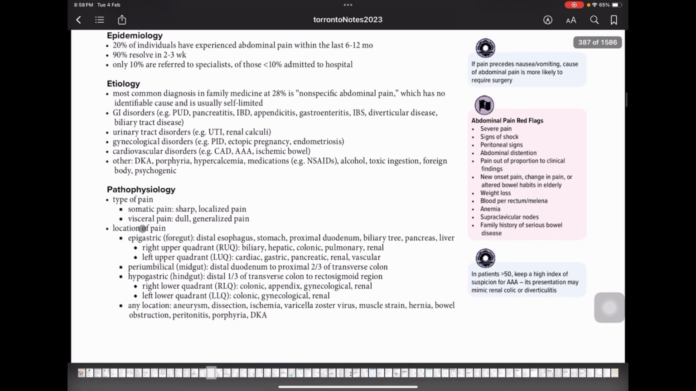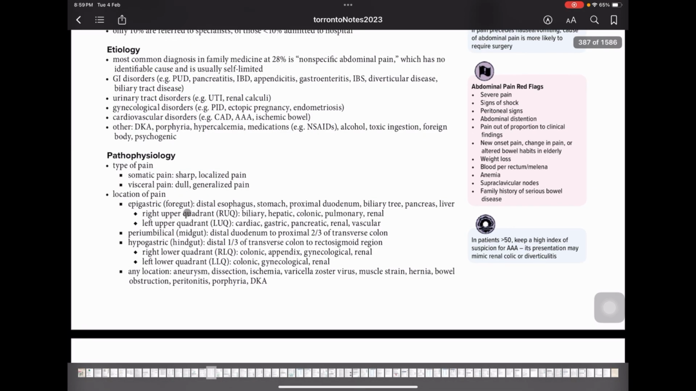Pathophysiology, type of pain: there are two types of pain, somatic and visceral. Somatic is a sharp, localized pain, for example around the skin. Visceral is a generalized, dull pain. Location of the pain: epigastric is mostly caused by the distal esophagus, stomach, proximal duodenum, biliary tract, pancreas, and liver. Right upper quadrant pain is specific for biliary, hepatic, colonic, and pulmonary or renal causes. Left upper quadrant is cardiac, gastric, pancreatic, renal, and vascular. Periumbilical pain is from the distal duodenum to the proximal 2/3 of the transverse colon. Hypogastric is from the distal 1/3 of the transverse colon to the rectosigmoid region.